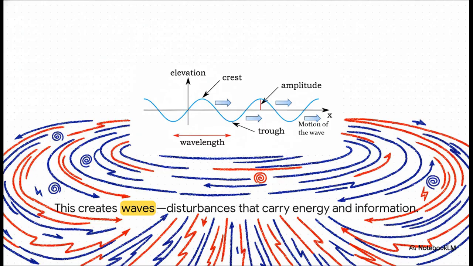Now, this beautiful dance between electricity and magnetism leads to something amazing: waves. A changing electric field creates a magnetic field, which in turn creates a new electric field, and this chain reaction just keeps going, spreading out through space. This self-sustaining disturbance is an electromagnetic wave, and it carries energy and information across huge distances.